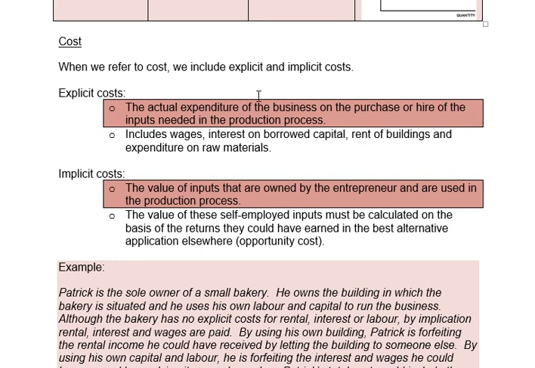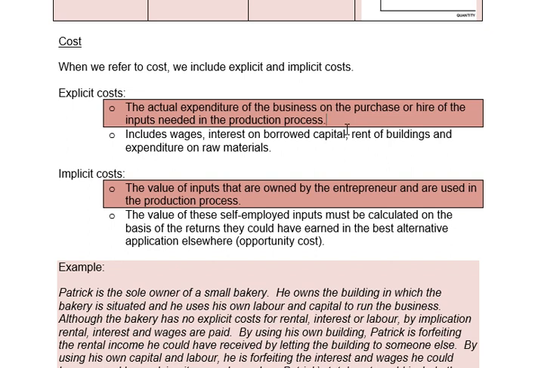Almost finished. Now, when we refer to costs, we're referring to implicit as well as explicit costs. This distinction we also did last year. Remember, your explicit costs are the actual expenditure of the business. They physically, literally paid out money and there's a source document to prove that this transaction has taken place.